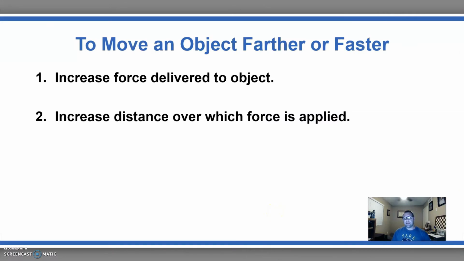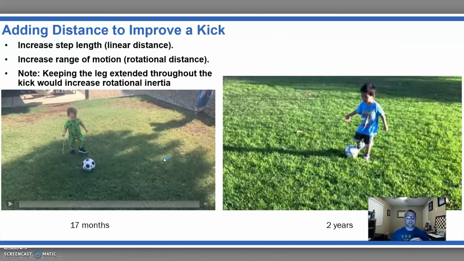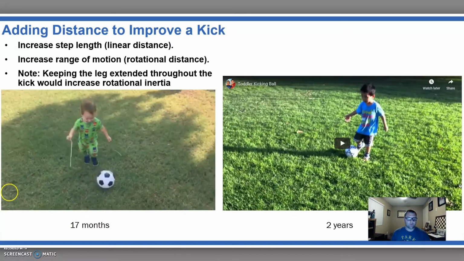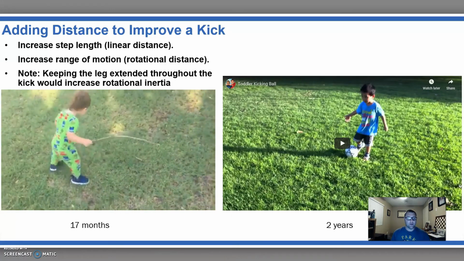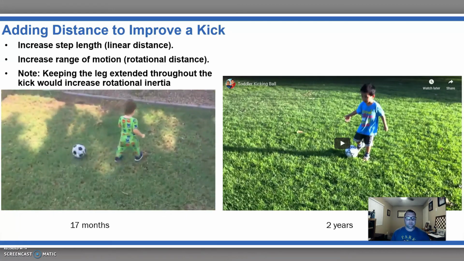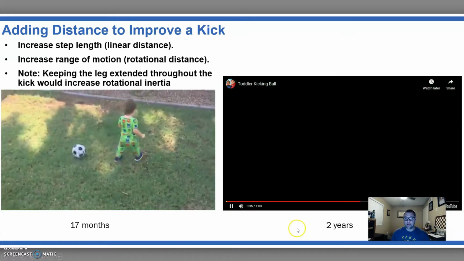Now, if we want to move something farther or faster, you need to either increase the force on the object or increase the distance over which the force is applied. So what does that actually mean? Well, we look here at how we're kicking. And we'll look at Mason again here kicking. If you notice, as he kicks, he just kind of runs up to it and hits the ball with his leg. Doesn't really matter where it goes, but he's just hitting it. Now, if we look at about a 2-year-old doing this, you'll notice that they start kicking it much more methodically, and it's going straight forward.